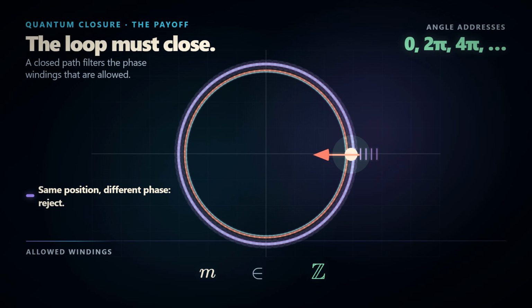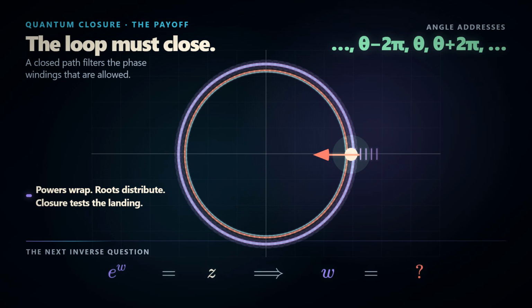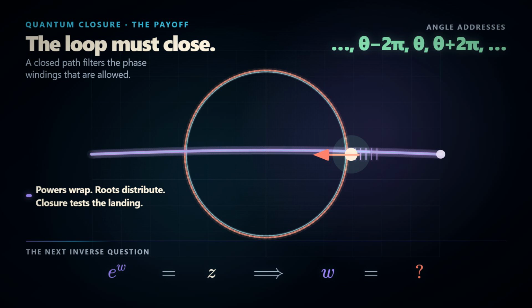Climb back through the lesson. Positive integer powers repeatedly scale and rotate. Roots reverse that motion by keeping every angle address separated by full turns. Ask one last inverse question. If an exponential lands at a complex number, which input produced it? Solve for the exponent, and the angle ribbon never ends. Adding any whole term gives another answer. Open that door next time with the complex logarithm.